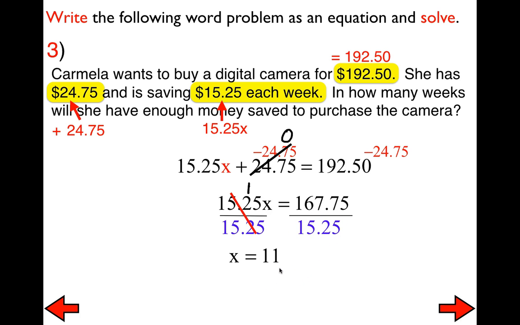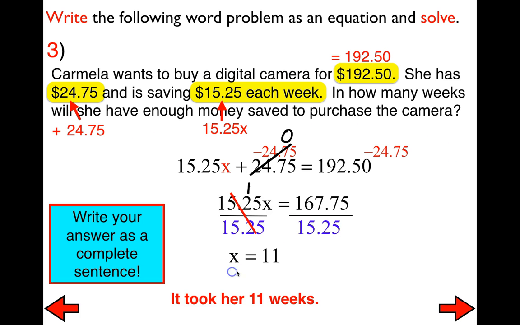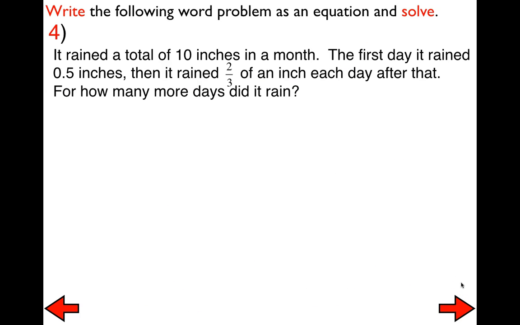So here, again, I need to actually answer the question. It says, in how many weeks will she have enough money saved to purchase the camera? So I'm going to say it's going to take her 11 weeks. Okay. So now we're going to go ahead and move on to number 4.